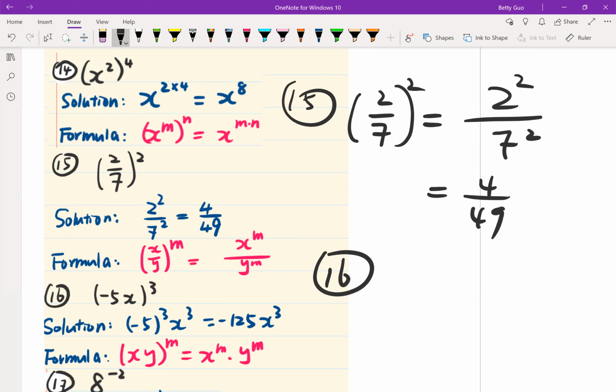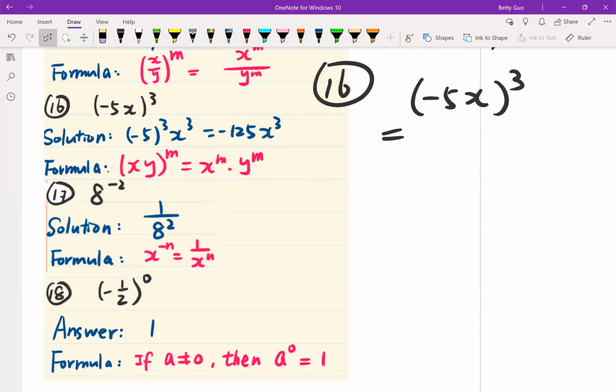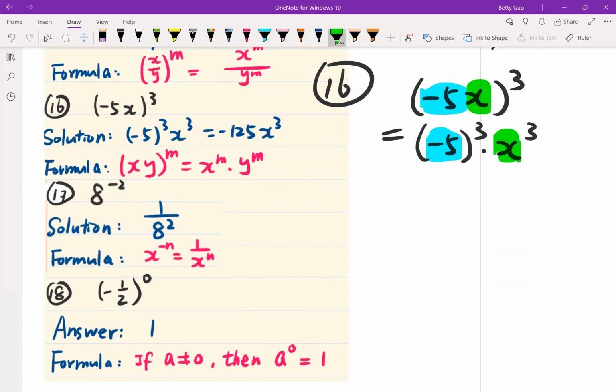Number 16. The expression is -5x to the power of 3. Look at the structure of the expression. What's the structure of the expression? It's a power of product. Power of product is a product of powers. You see, in the base, the base is a product. Blue times green. Blue times green to the power of 3 is the same as blue to the power of 3 times green to the power of 3, right?